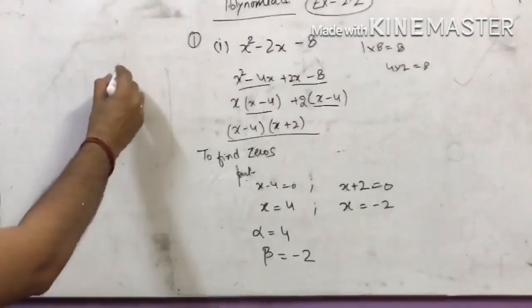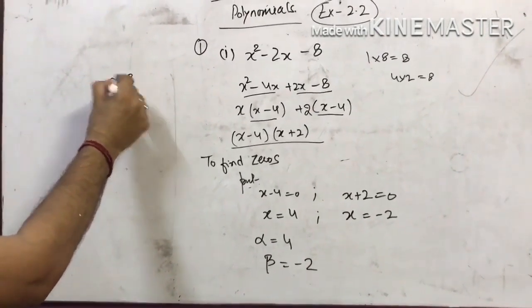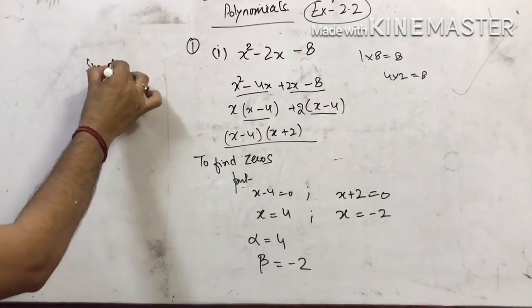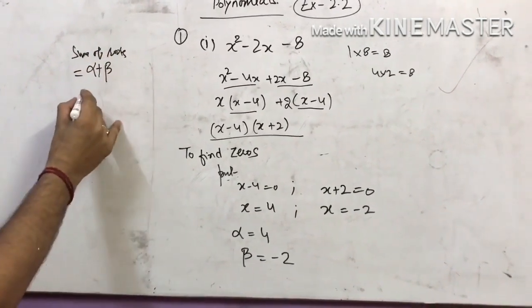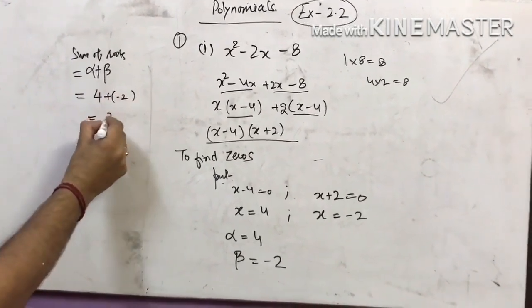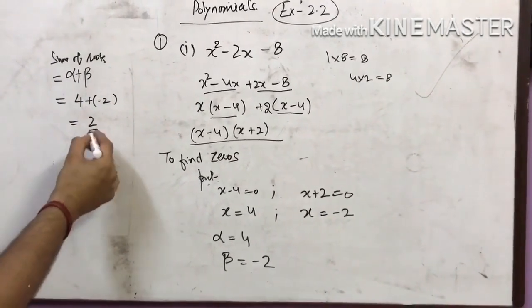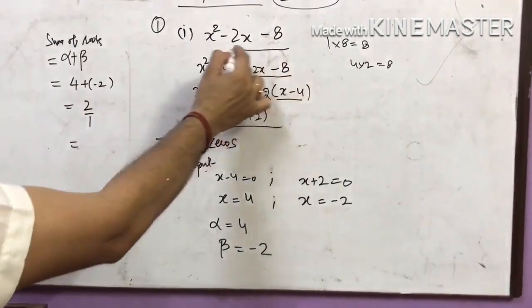So first is sum of roots. You can write down sum of roots is equal to alpha plus beta. That is equal to 4 plus minus 2. We will get 2. That means 2 by 1. Now what is 2? For this you have to come here.